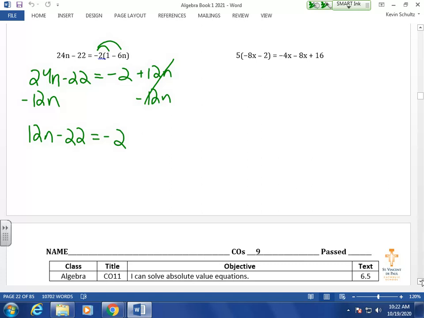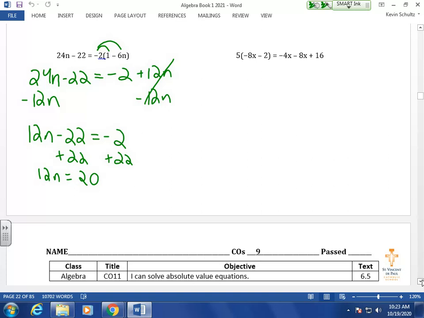Now this is kind of set up for you to fall into. It's not really a troll, but it's kind of set up for you to see the 12, the 22 and 2, and think, oh, 24, it's going to work out nice and pretty, everything's happy, but it doesn't, right? Because when you add 22 to both sides, you get 12n equals positive 20. Negative 2 plus 22 is positive 20. And that doesn't work out evenly, but that's okay.